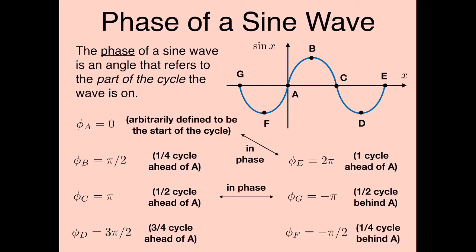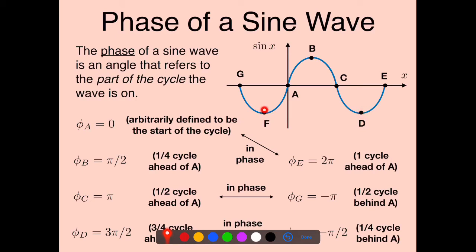And then finally, if we look at point F, which is over here, that would be a quarter of a cycle behind point A, which means the phase at point F would be minus pi over 2. Okay? And if we compare that to point D, again, we're talking about the exact same part of the cycle where the wave reaches a minimum. Points F and D are in phase with each other.